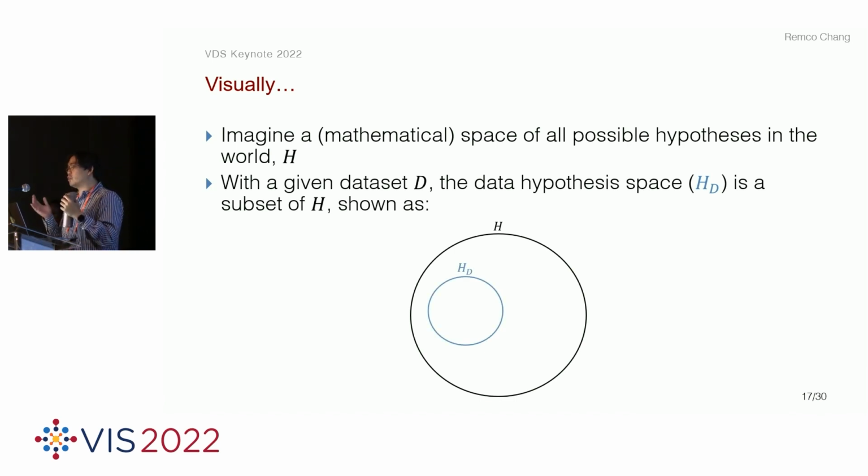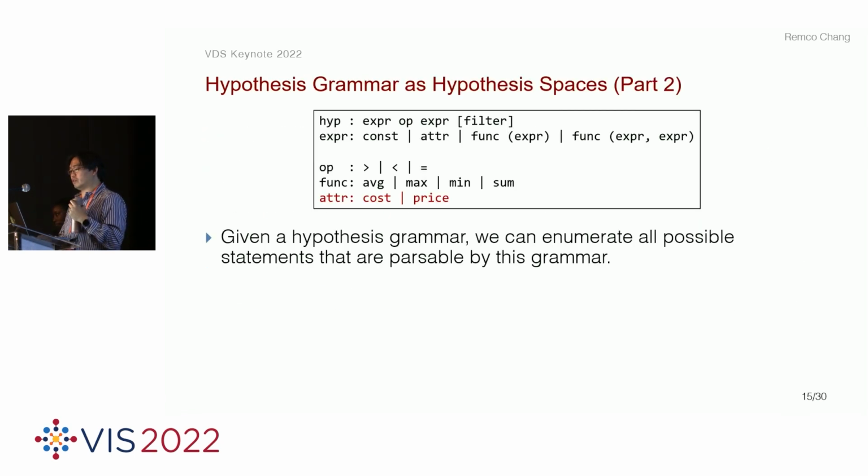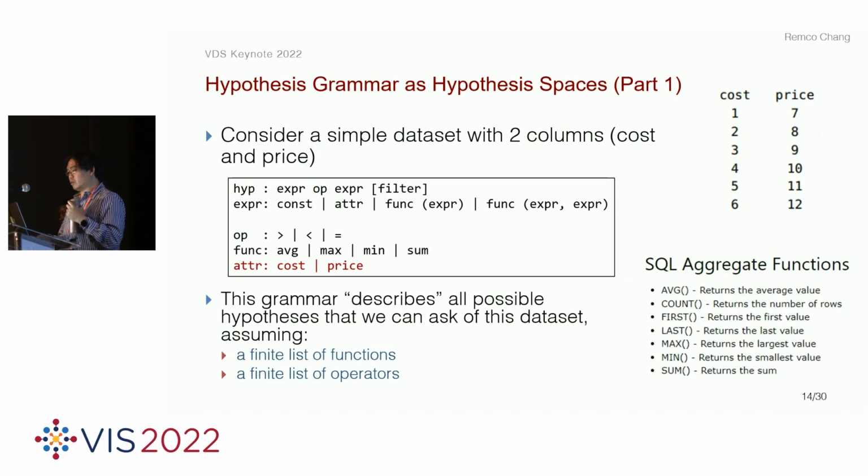So the challenge is thinking about the data hypothesis space, for instance, right? Let's say I have a data hypothesis space and it's enormously large. Even in the simple case of just a 2-column data set, the hypothesis space is already quite large. It can be extremely large, right?